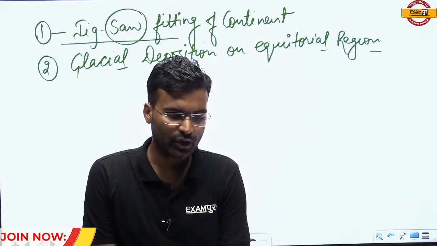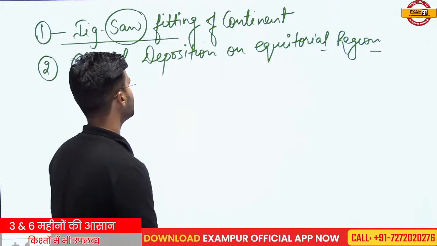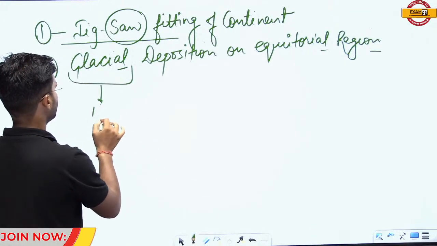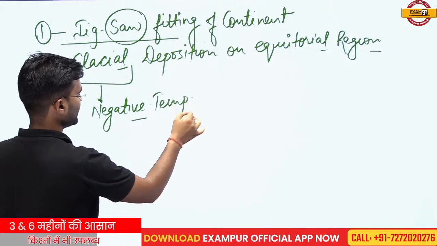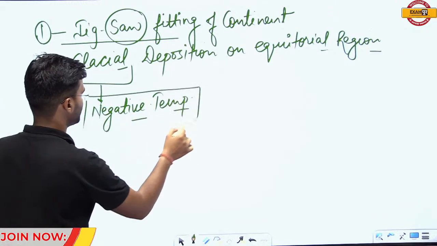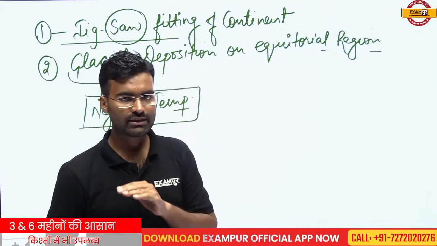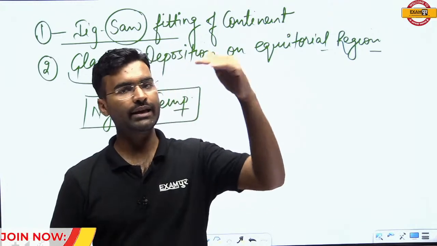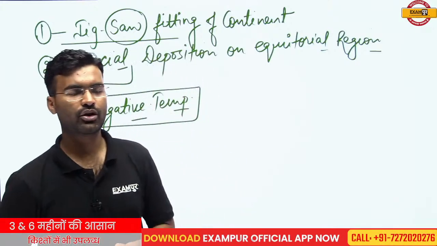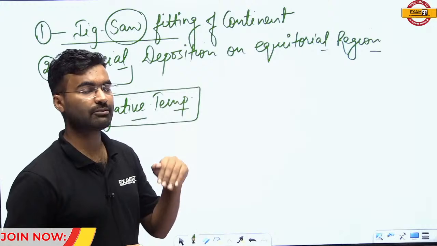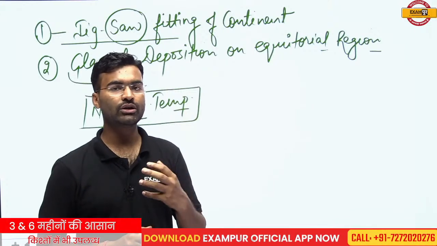If glacial deposition is found, that means there was the presence of a glacier, and the essential condition for glacial presence is negative temperature. And in the equatorial region, at sea level, at the surface level, not at high altitude, is negative temperature possible for glacial deposition or glacial presence? No, in the present scenario, this is impossible. So if it is impossible, then you can draw a conclusion.